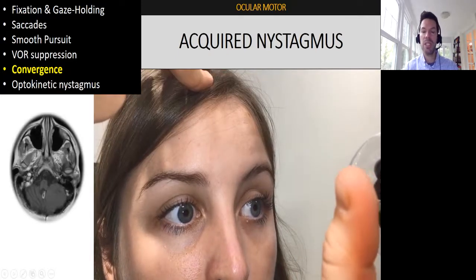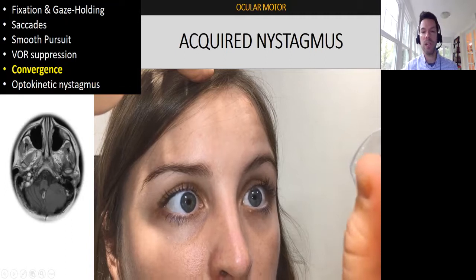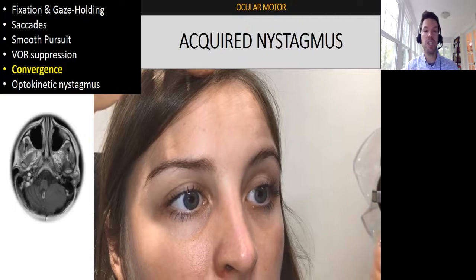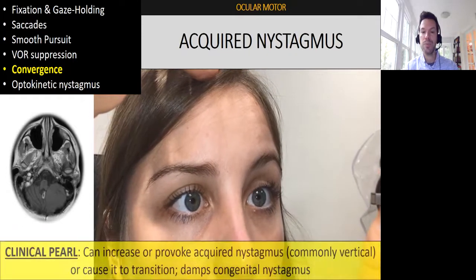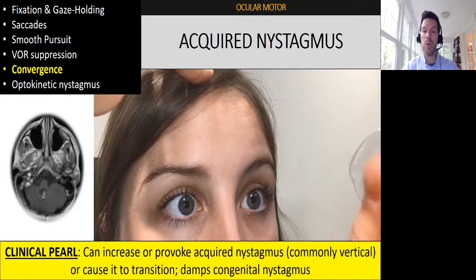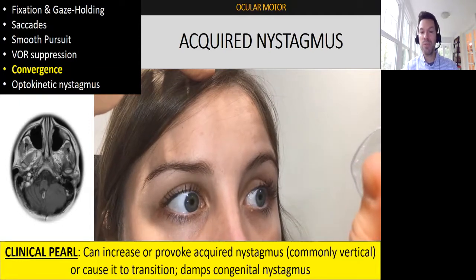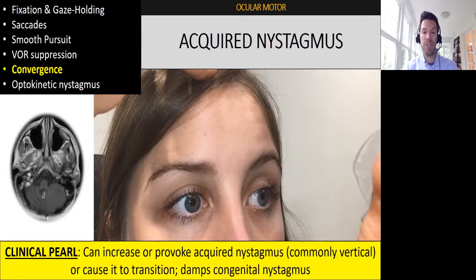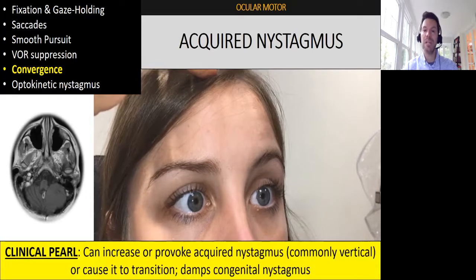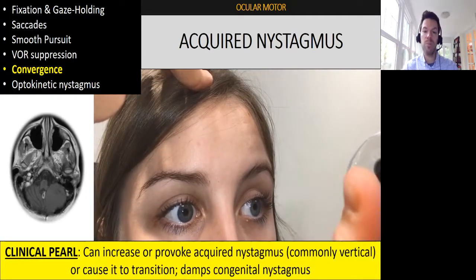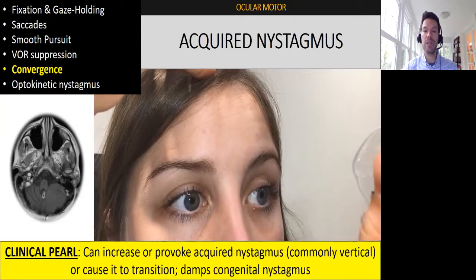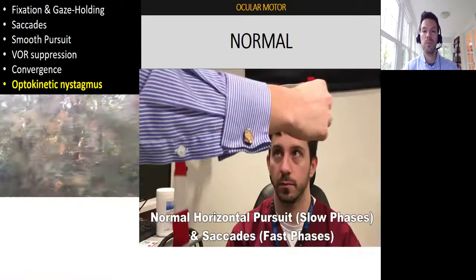This patient, in fact, was a young woman who had a pilocytic astrocytoma affecting the posterior fossa, status post partial resection and radiation. So the pearl here is that it can increase or provoke acquired nystagmus. Commonly, vertical, that is upbeat or downbeat, or even cause it to transition. So somebody has upbeat nystagmus, you have them converge and now it's downbeat. It's also going to damp congenital or infantile nystagmus.